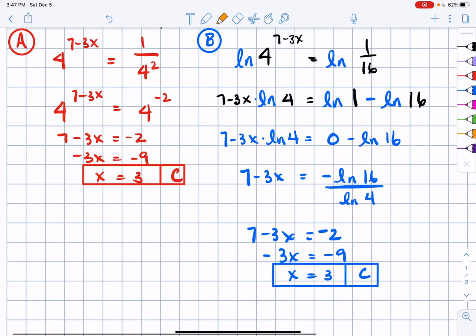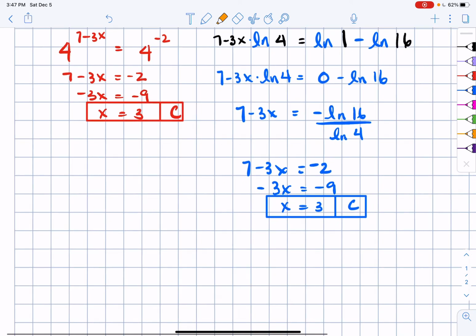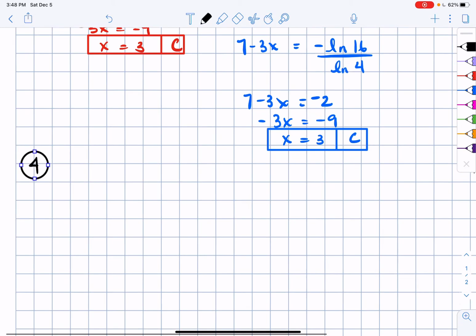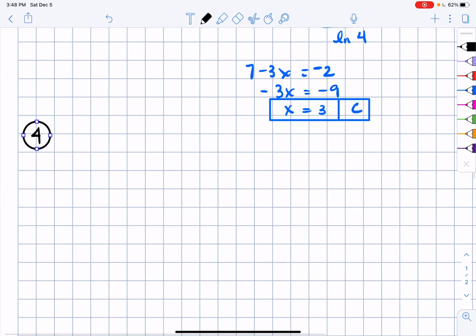All right, so here we go. Let's go for more. So number 4 now. Okay, so number 4. It wants you to find the midpoint of 4, 7 and 7, negative 6. So it wants you to find the midpoint.